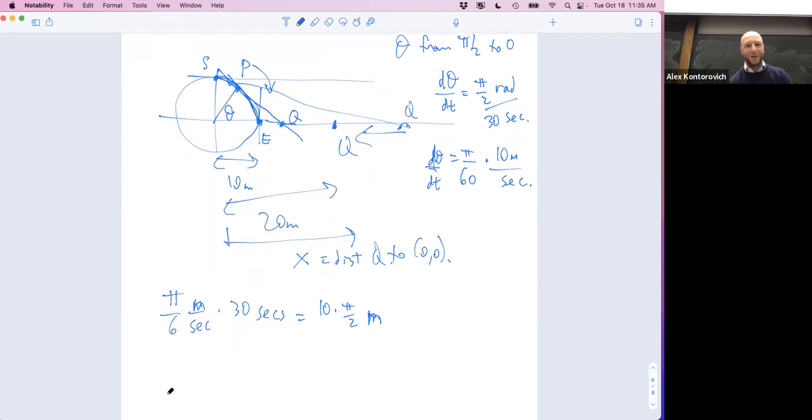Let's draw the picture again. I'll draw it over here. So this is theta. Here's our tangent line, and here's the point Q that we're interested in. If this is theta, and the radius is 10 meters, what is hypotenuse over adjacent? Adjacent over hypotenuse would be cosine, so hypotenuse over adjacent is secant. Secant of theta is this distance when the radius is 1. So secant of theta is hypotenuse over adjacent, which is x over 10 meters.